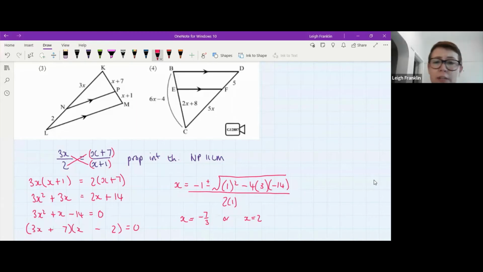So absolutely. If side KN is equal to 3x, and we've now worked out that one of our x values is a negative, we're going to end up with a negative answer, because a negative times a positive is going to give us a negative. So in this case, it is not possible for x to be a negative number, because we can't have our sides ending up with negative values. So the only thing that x can be equal to is 2 in this regard. Does that make sense, Matrix?